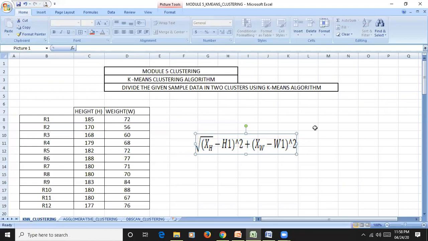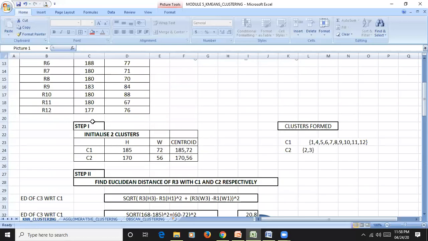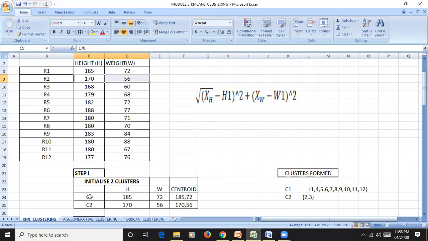In our last class, when I was telling you about the classifier, we had taken it as observed value and actual value. In the same way here, what is the very first step? Keep in mind, the very first step is to initialize the data into two clusters yourself. Let us consider my first two rows as the two clusters. I take them as c1 and c2. This is height, this is weight. The values are 185, 72 and 170, 56.